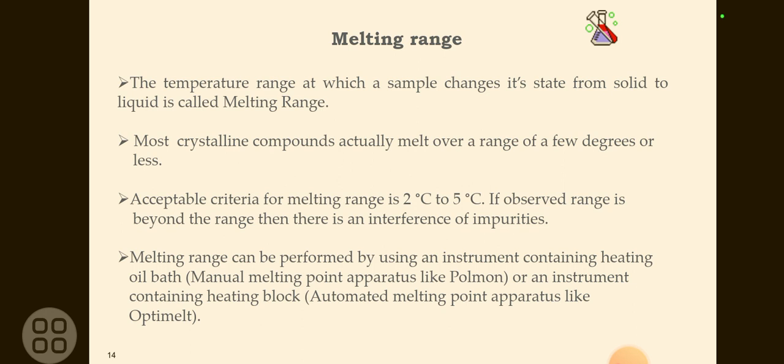Melting range can be determined using an instrument like an oil bath, that is the manual melting point apparatus like Coleman, or an instrument containing a heating block, that is another apparatus like Optimelt. These are the two companies, Coleman and Optimelt. Coleman is the basic technique. You use an oil bath where the temperature slowly increases, and at that particular temperature the compound melts. Whereas in the Optimelt, we use a heating block where there is no oil bath.